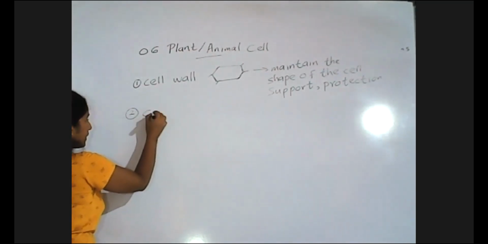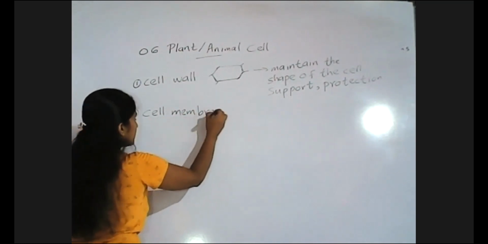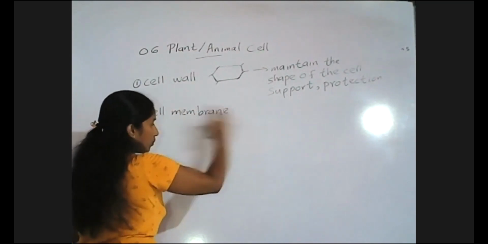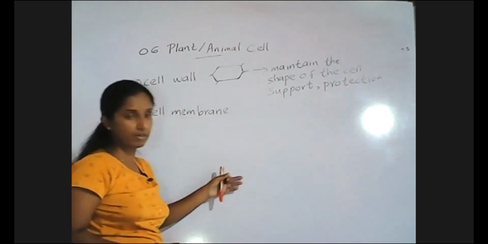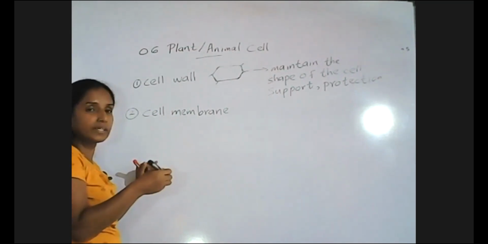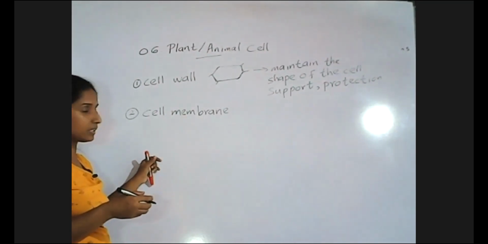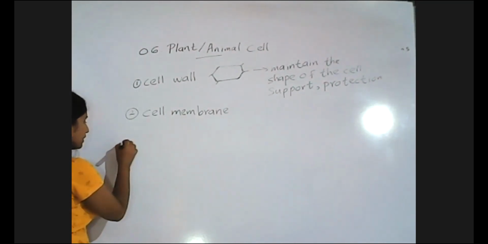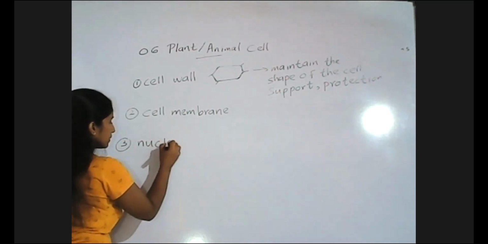Then the cell membrane or the plasma membrane. All the things are given in your textbook, Pute. Only you have to go through it and make the notes in this way, right? Then it is very easy to remember when you are writing 2-3 times, right? Very easily you can remember those things, right? Cell membrane, right? Then the nucleus, right?